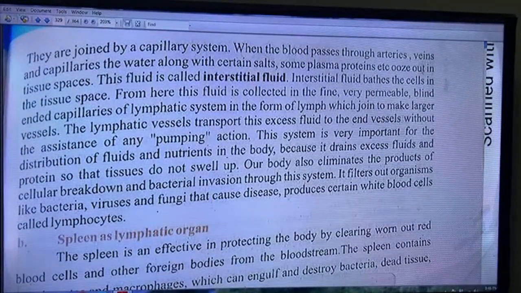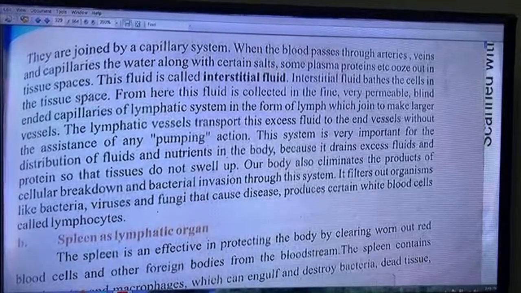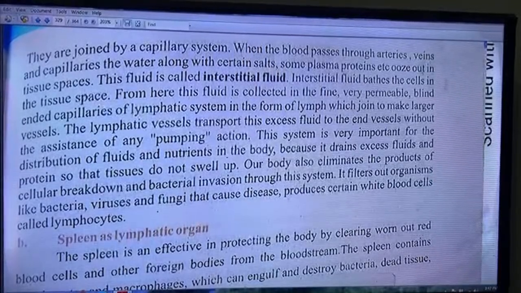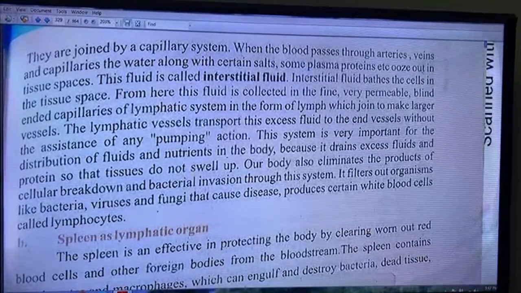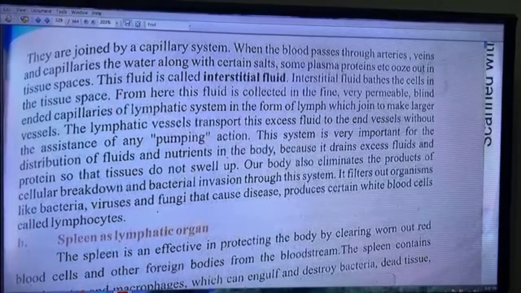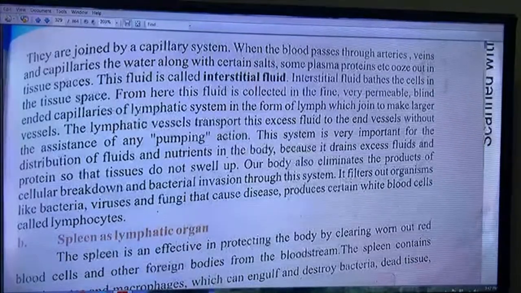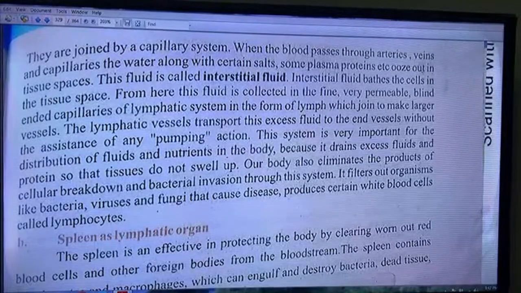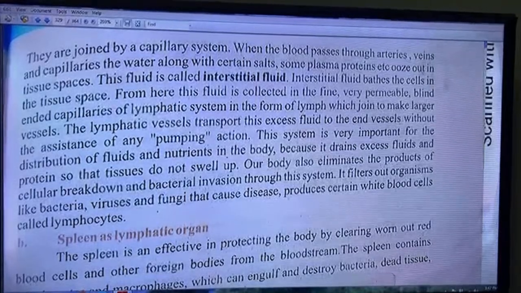They are joined by a capillary system when the blood passes through arteries, veins, and capillaries. The water, along with certain salts, some plasma proteins, etc., ooze out into the tissues. This fluid is called interstitial fluid. Interstitial fluid bathes the cells in the tissue space. From here, this fluid is collected in the fine, very permeable, blind-ended capillaries of the lymphatic system, which join to make larger vessels. The lymphatic vessels transport this excess fluid to the end vessel without the assistance of any pumping action.